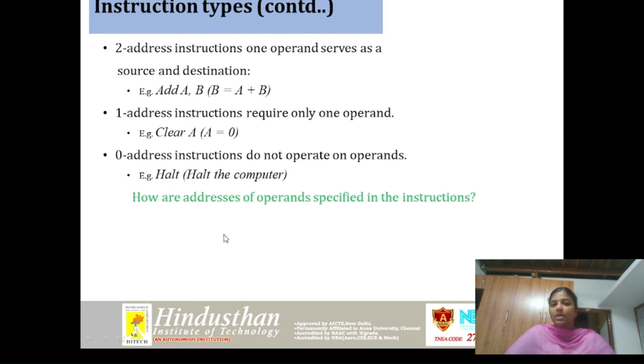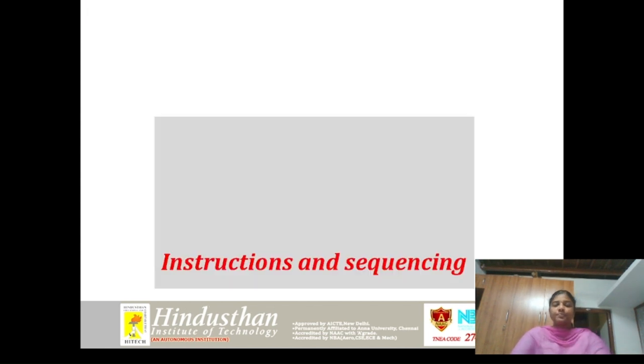Okay, how are the addresses of operands specified in the instructions? The answer is with the help of the addressing modes. We have seen 3, 2, 1 and 0 address instructions. Then the next topic is instructions and sequencing.